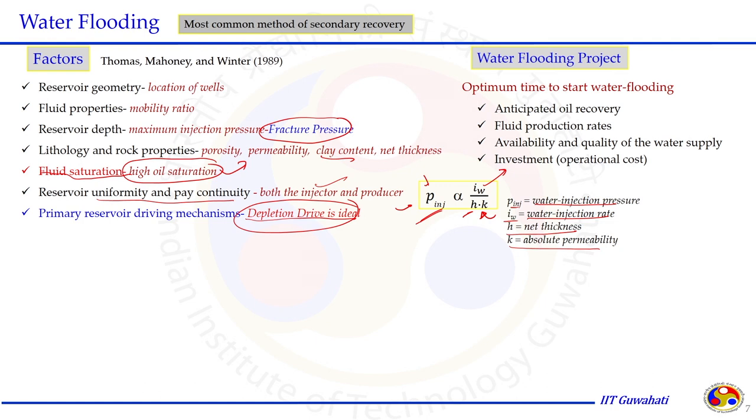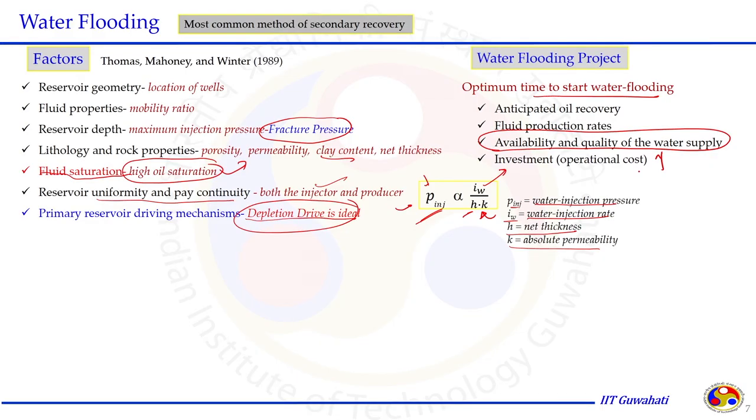So when we decide to have a water flooding project, the optimum time to start the water flooding again depends on the reservoir conditions, like the anticipated oil recovery from that particular well or reservoir domain, the fluid production rate that can be achieved from that water injection flooding, and the availability and quantity of the water supply. When we are injecting the water, in terms of pore volume injection, a very significant amount of water is required, and its availability must be ensured continuously to implement the water flooding scheme. And of course, the investment, the total cost of the project, will be the deciding factor.